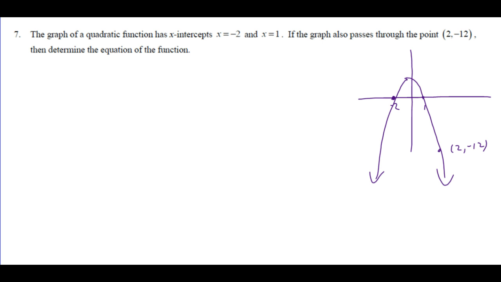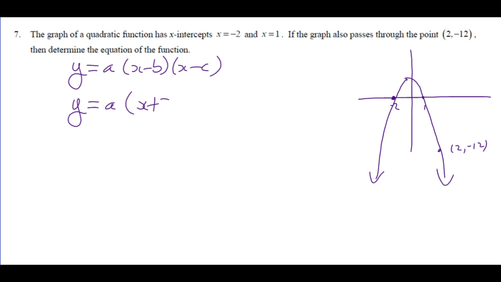How do we do this? Well, we know how to do this, right? We're going to start with a general factored form. We're going to fill in the x-intercept, so it's x, what do we do with that? X plus 2, right? Because I want this set of parentheses to be 0 if x is -2. And then what's the other one? This guy? x minus 1, right? Because I want that parentheses to be 0 if x is 1.